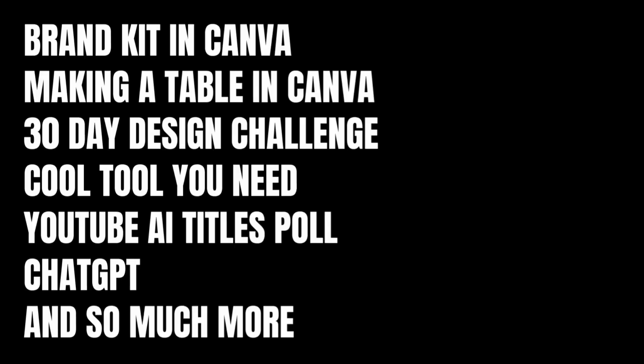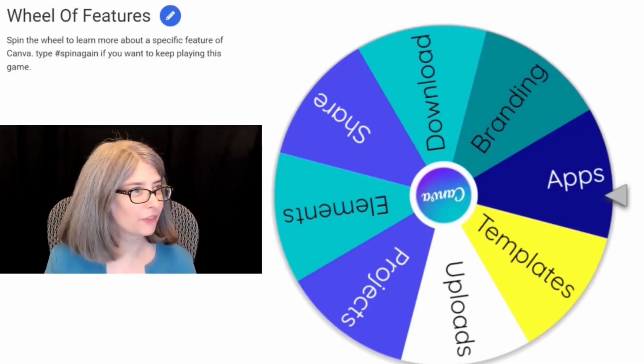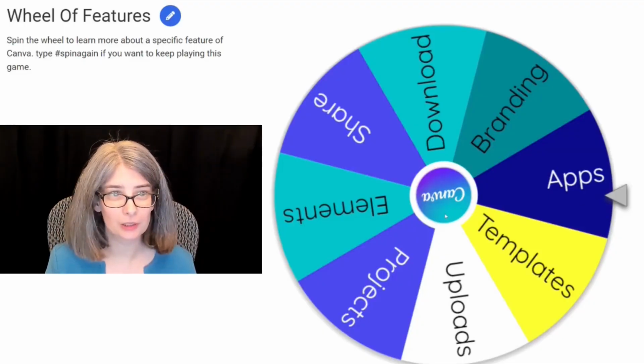I'm going to spin the wheel of features to see what feature I'm going to showcase. And then I'm going to share a very cool website that I just learned about a couple days ago. And no, it's not ChatGPT. I need to go to the wheel of features so we can see what we're learning today.